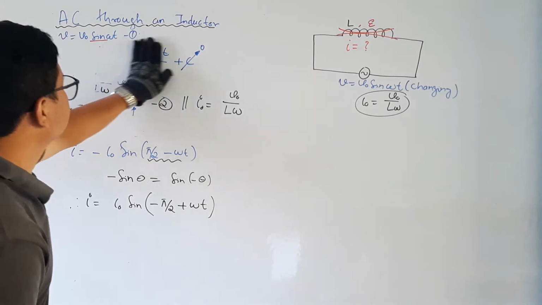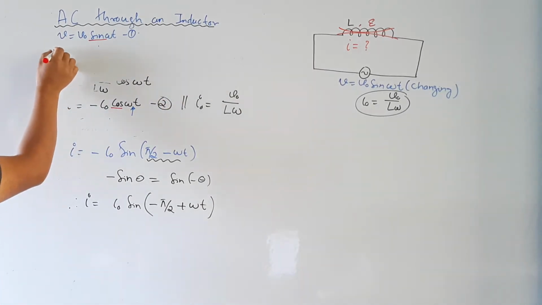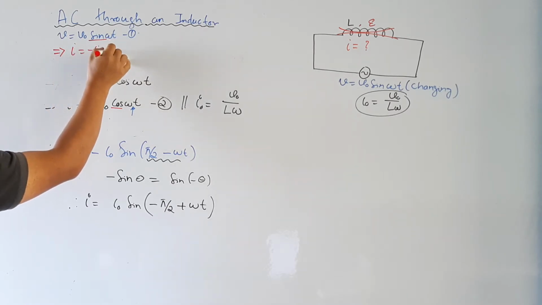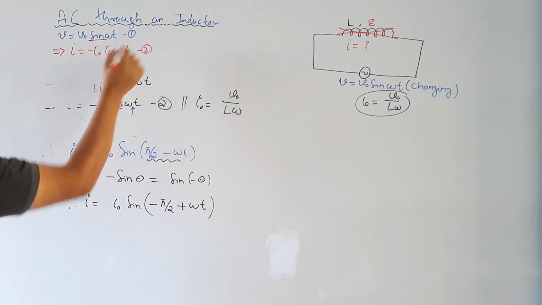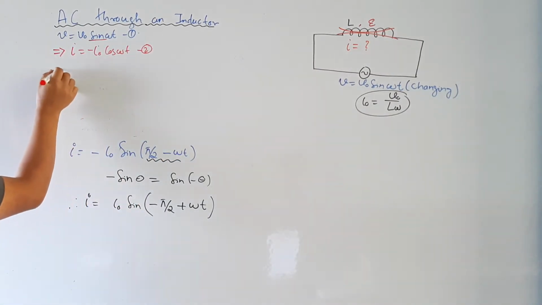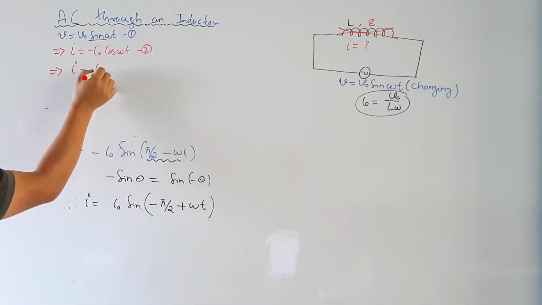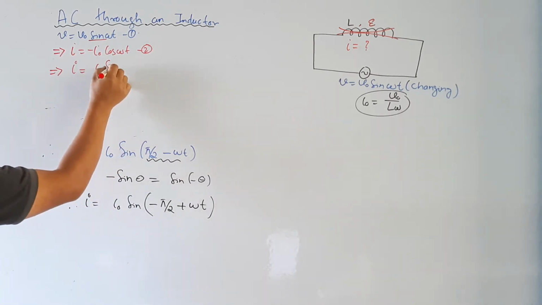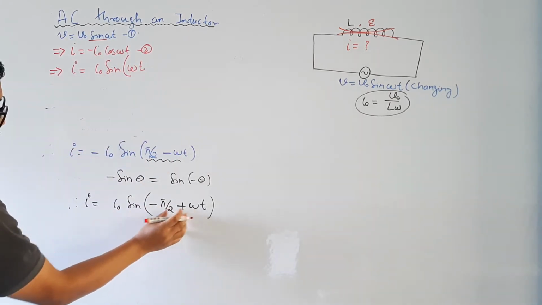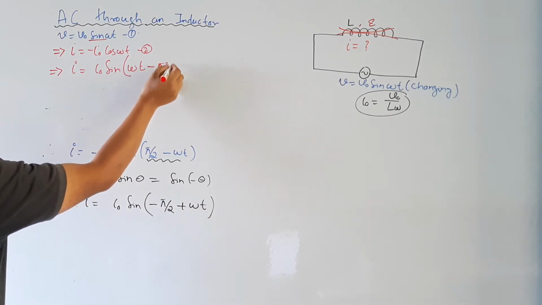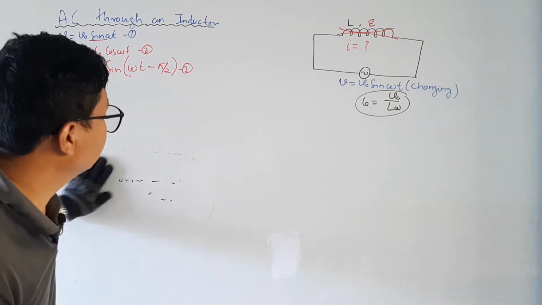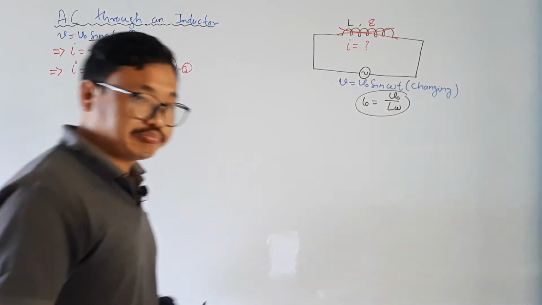So I will write it here. What is equation number 2? Equation number 2 is I is equal to minus of I0 cos of omega t. Okay, so if I solve it, then after solving this will become I is equal to I0 sine within bracket, positive omega t, and minus of pi by 2. I will write it like this, and this is equation number 3. So we got equation number 1, 2 and 3.